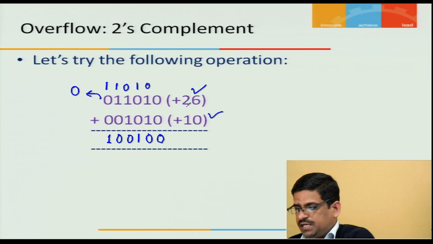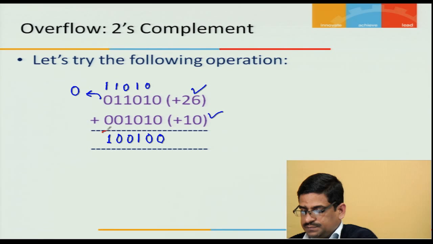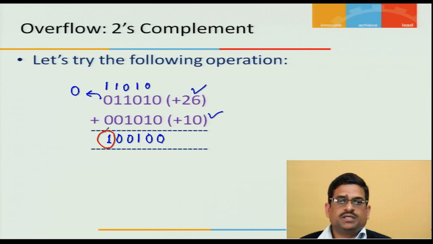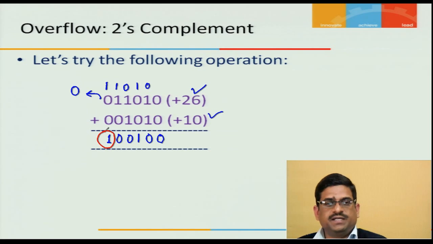Here you can see the result is negative, because this leftmost bit is 1. So there is no need to find out the value of this number. Definitely it is an incorrect result. Why is it an incorrect result?